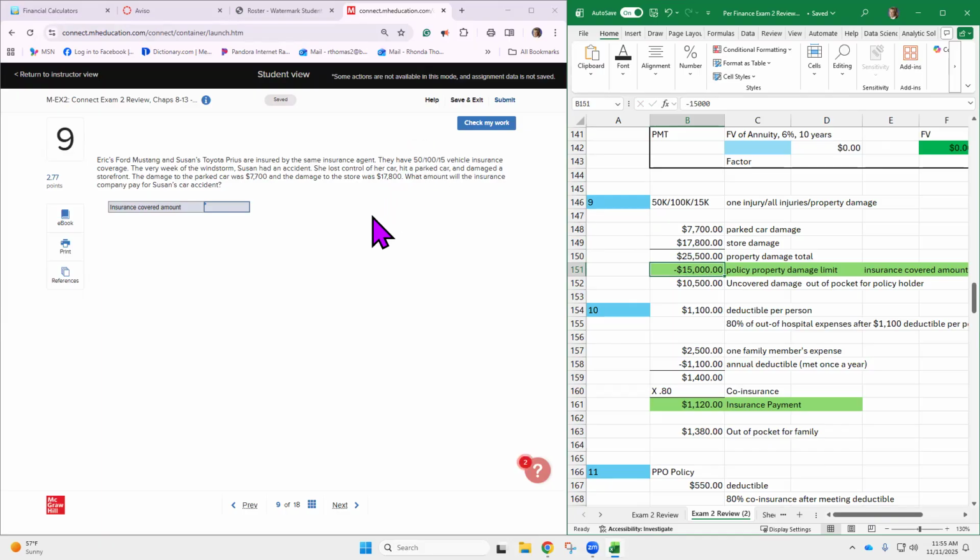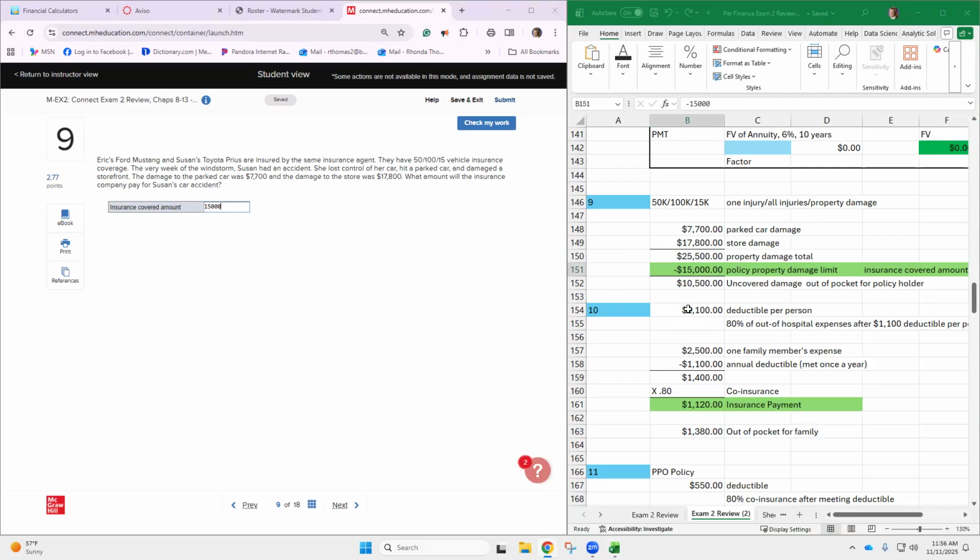What's the first number? One person's medical damage. The second number is all people's medical damage. And the third number is property damage. Remember, those are limits, limits in thousands. So the good news is all you really needed to look at was, what is the limit? But we wanted to test what the damage was. So insurance will pay $15,000.